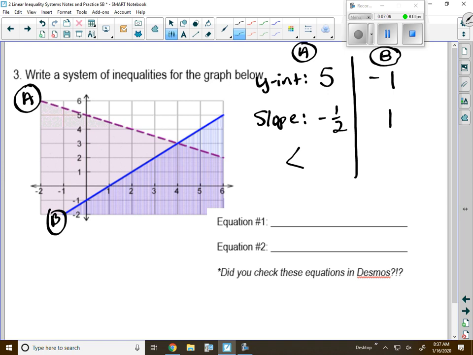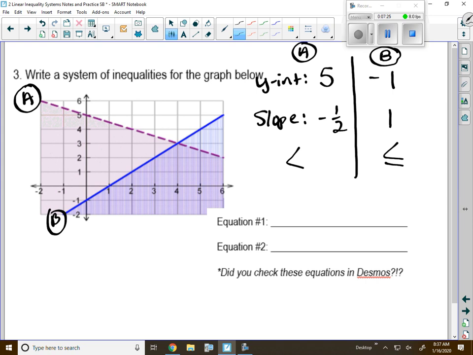Okay, so our blue line, or B, that one is shaded. Where is it shaded? Down here, right? Below. So that would be less than. And then since it's solid, it's equal to.